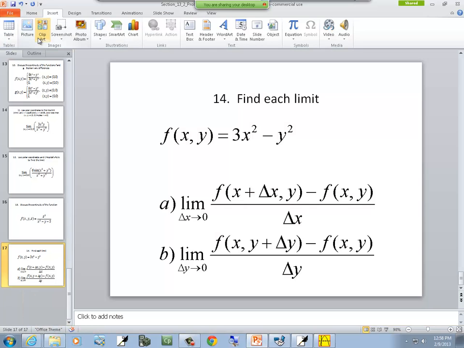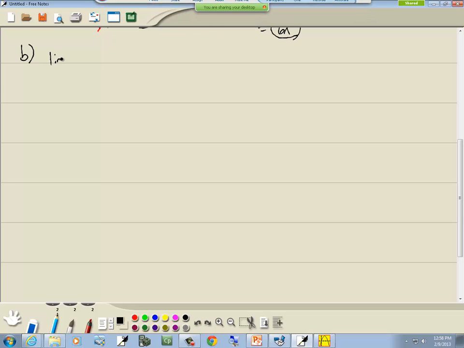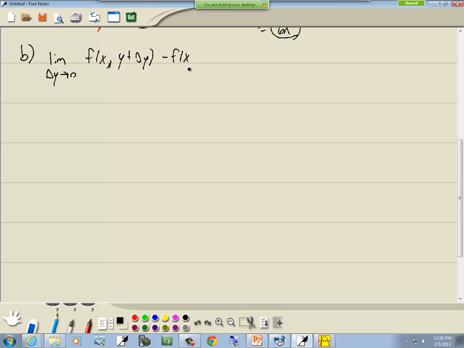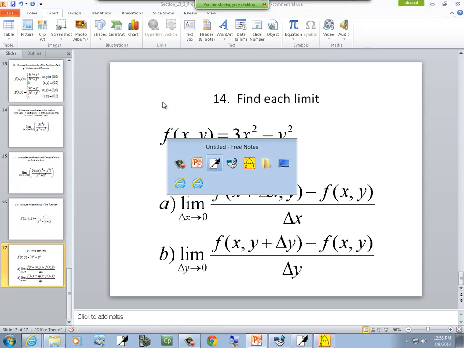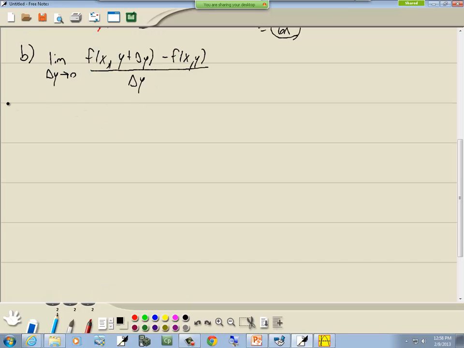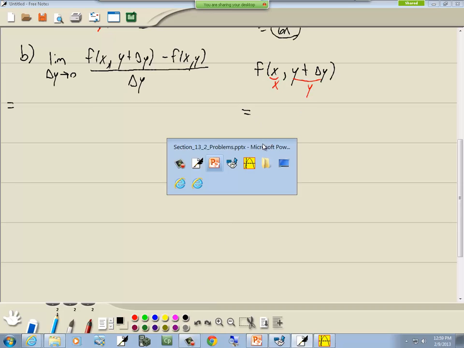Okay, let's look at B. B says the limit as delta y goes to 0 of f of (x, y plus delta y) minus f of (x, y) over delta y. Let me double check the formula. Yeah. Okay. Well, to do this limit, we need this right here. So let's find that, f of (x, y plus delta y). I'm going to plug this in for x, and I'll plug this in for y into my original function. I don't remember what my original function was, but let me look.